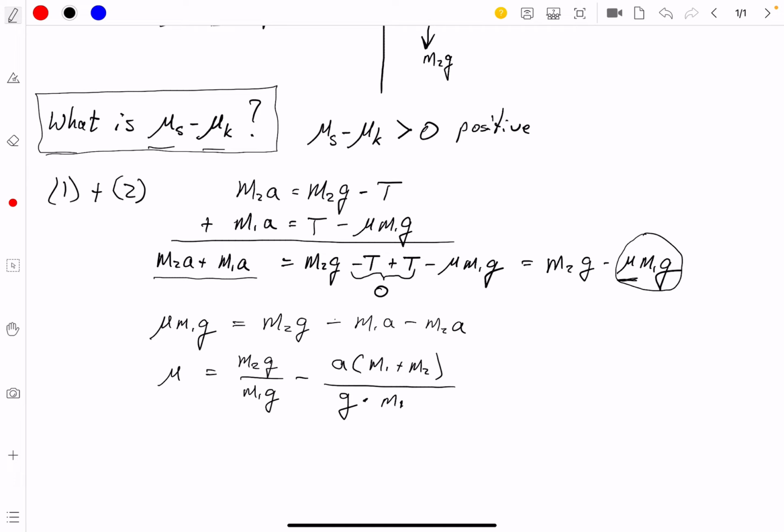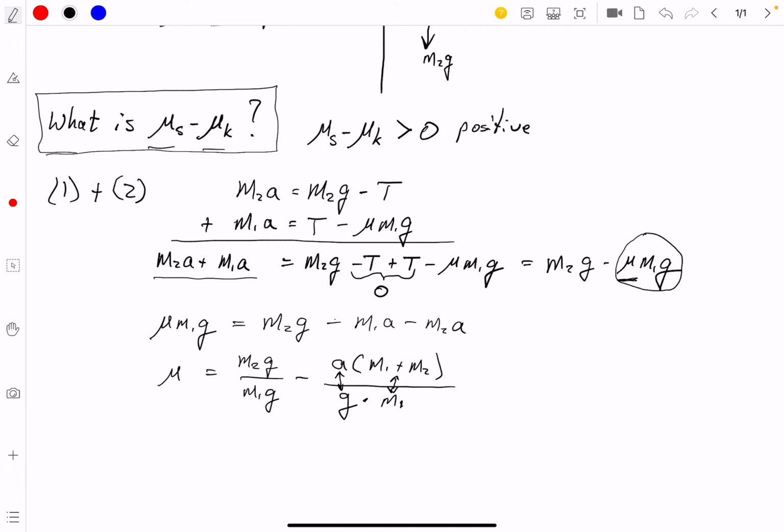I'm doing it so that these two guys, because they have the same units, accelerations, I'm going to keep those two guys together. And I'm also keeping the masses together, which kind of makes things nice.